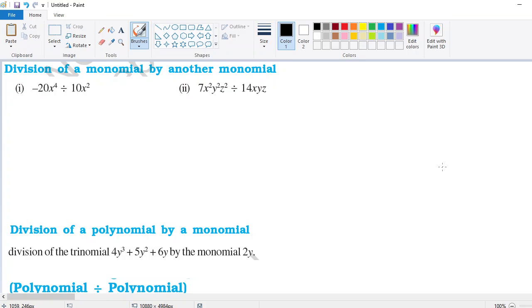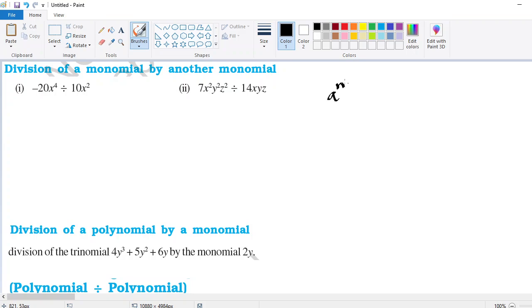Division of a monomial by another monomial. Mono means single, so an algebraic expression having a single term is called a monomial. Here this is division of a monomial by a monomial. This is also another example of the same type of division. Before we continue with this division, let us first revise the laws of exponents.